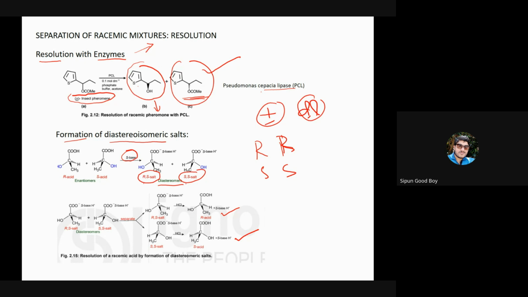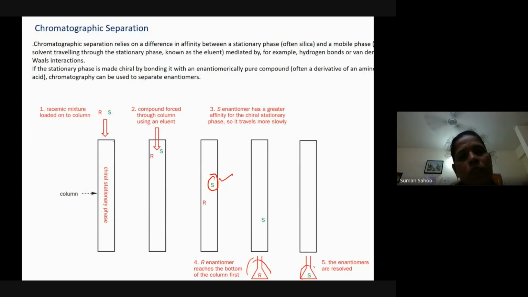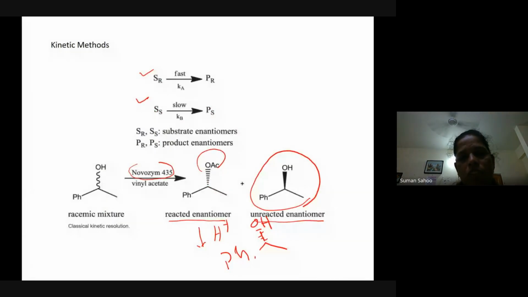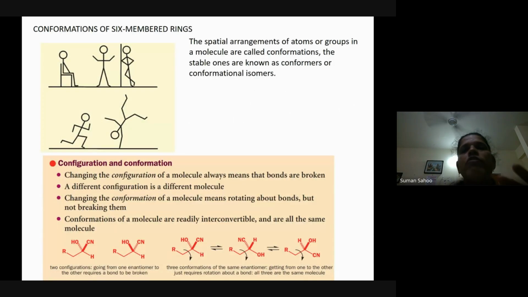Now, once you form your diastereomers, you can separate them by many chemical methods. Next year, chromatographic separation, that is chromatography related, and kinetic methods. Next comes conformation. Up to now, we have done configurations.